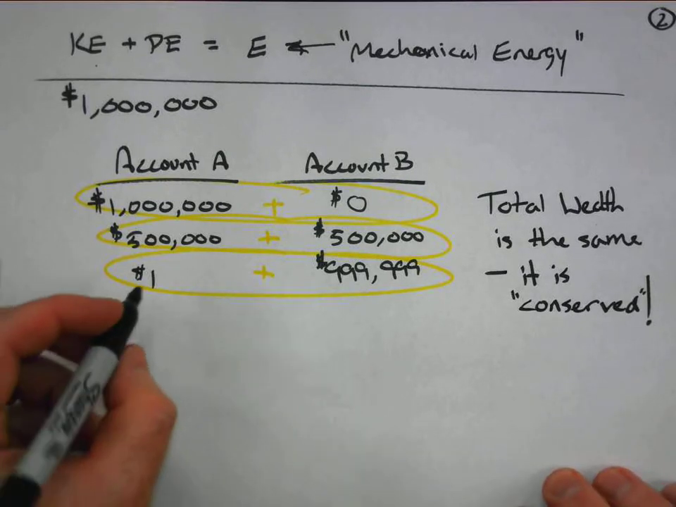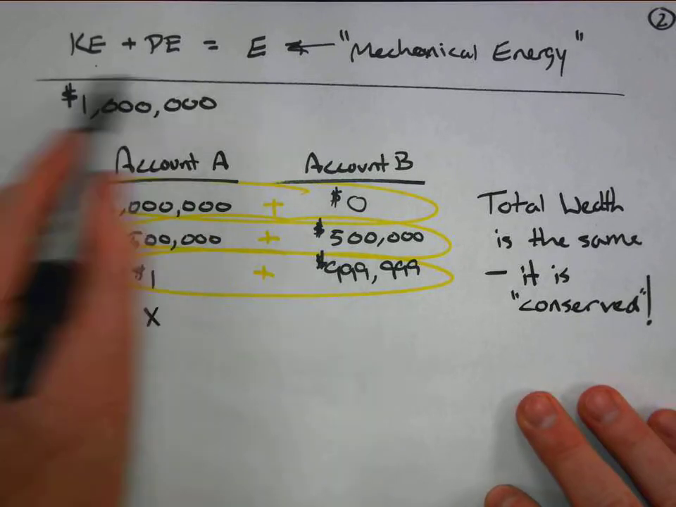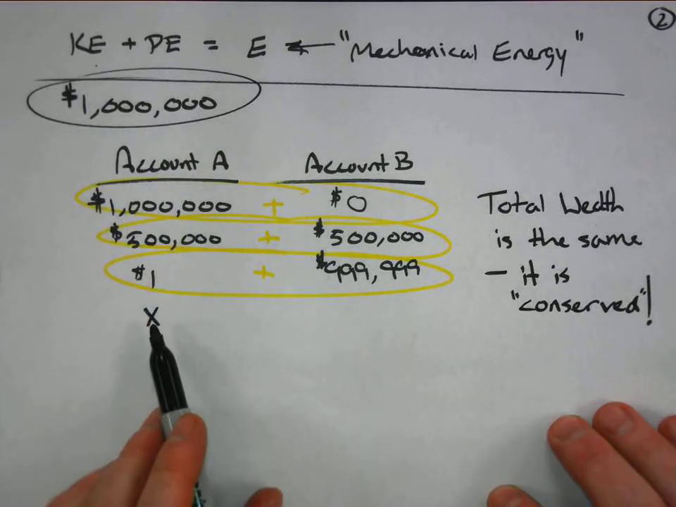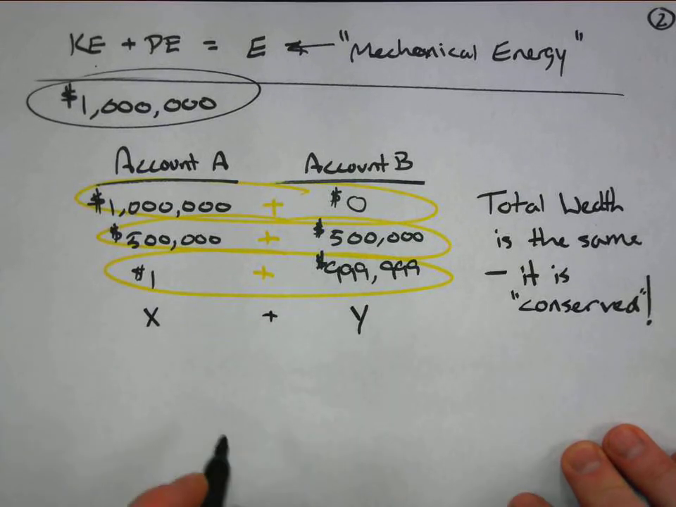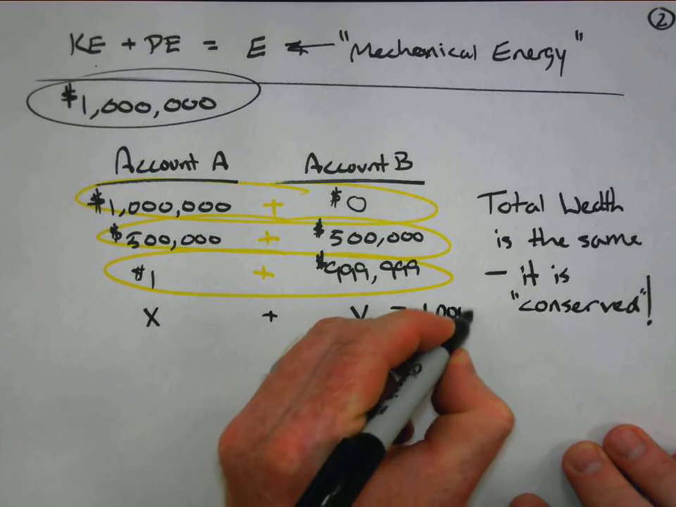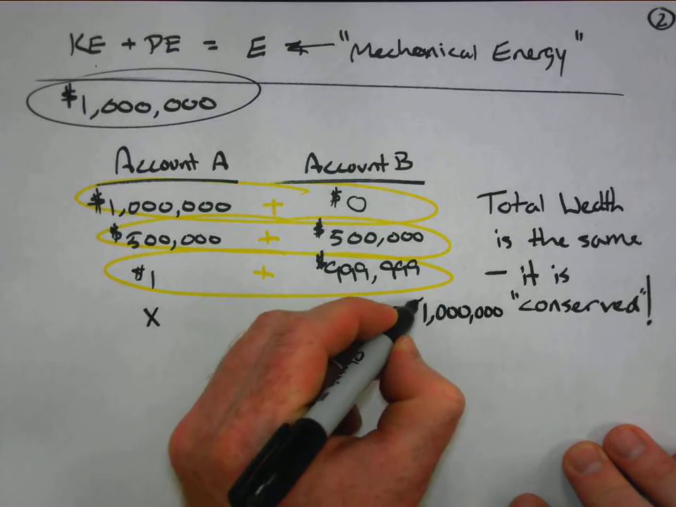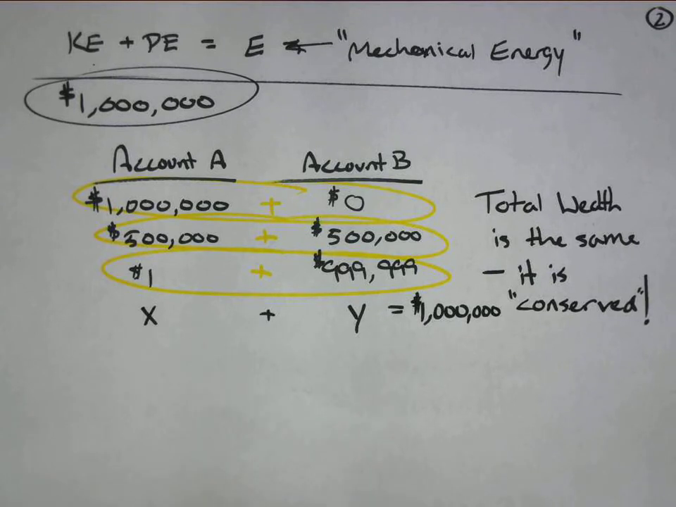So in fact, you know what the total is. The total is your $1 million. And so however much you have in account A plus however much you have in account B must equal $1 million. And it doesn't matter how much you have in each account. Not necessarily, right?